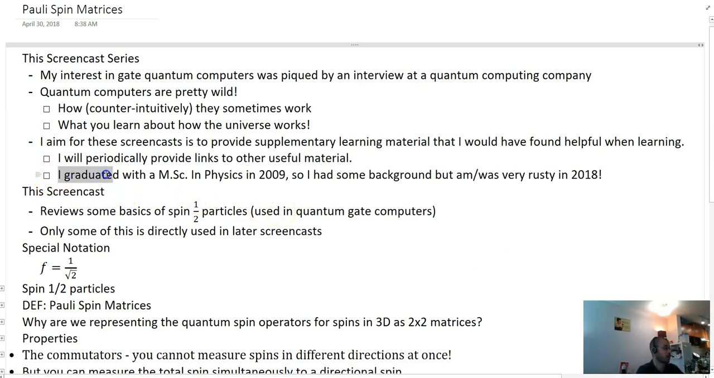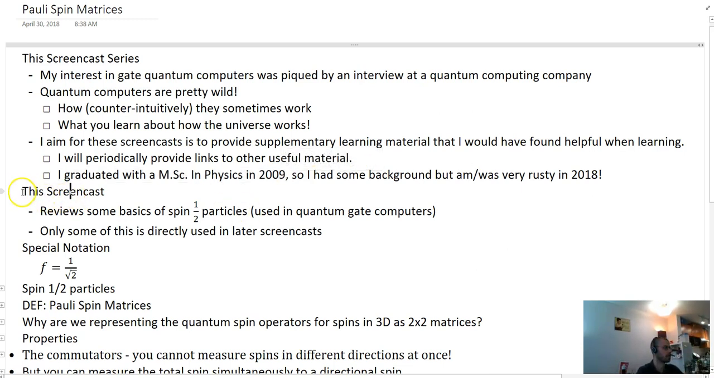And a bit of background on me. I graduated from physics, a master's, in 2009, so I have some background. However, that's 9 years ago, right? So I was pretty rusty. I'm still pretty rusty, I'd say. So that's kind of the level that I'll be jumping in at.